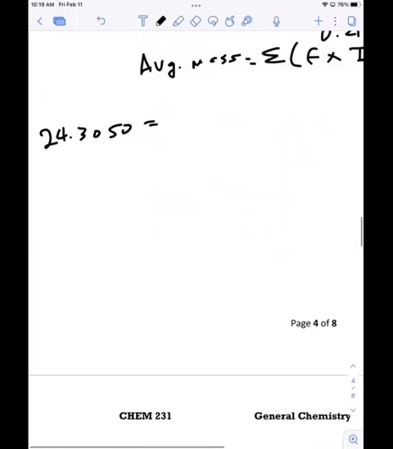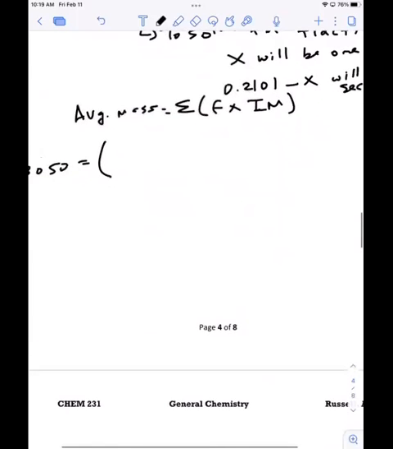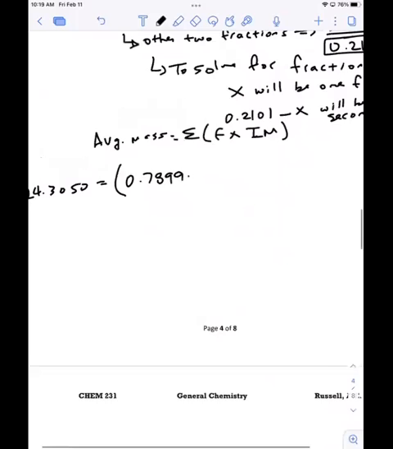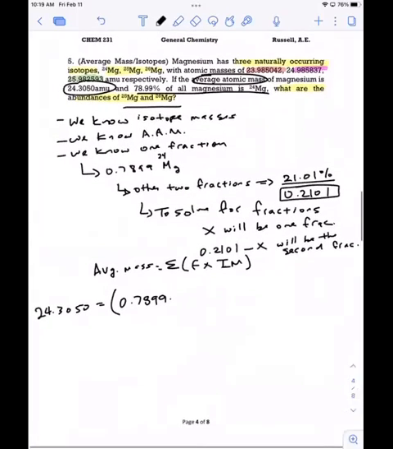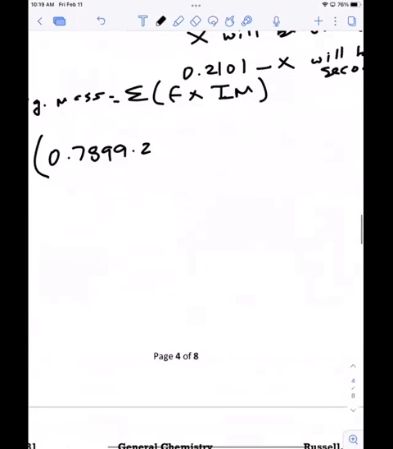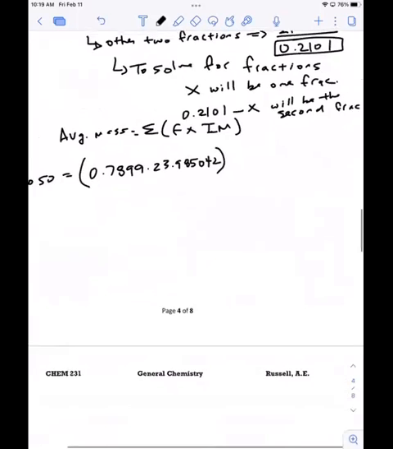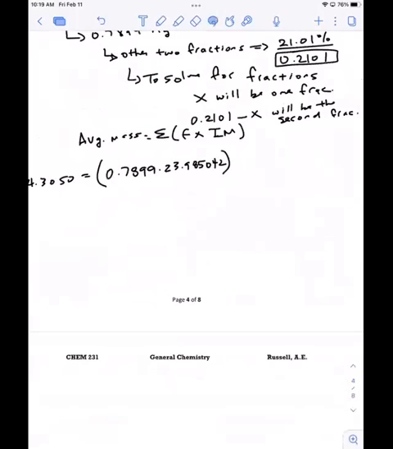24.3050 equals the first term. We know 0.7899 because we were given that information, times magnesium 24, which is 23.985042. Right, that's that term. Everybody okay with that? All right. What's the second term? Which one do you want to do, the x or the 0.2101 minus x? You pick.